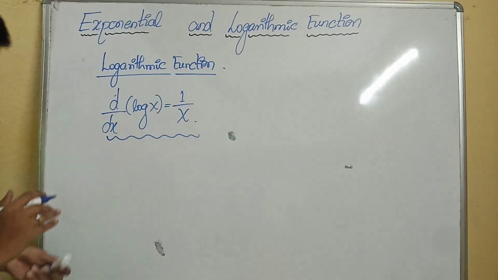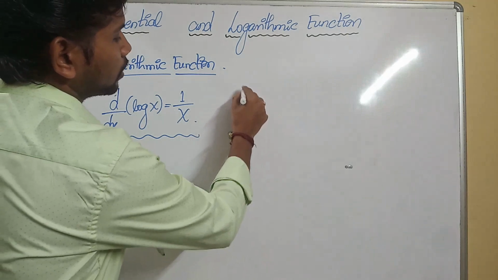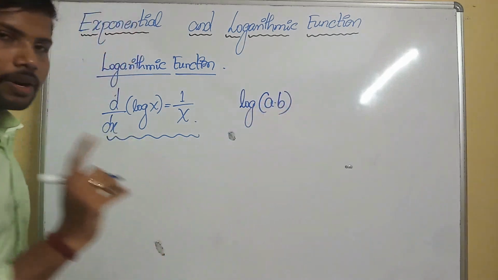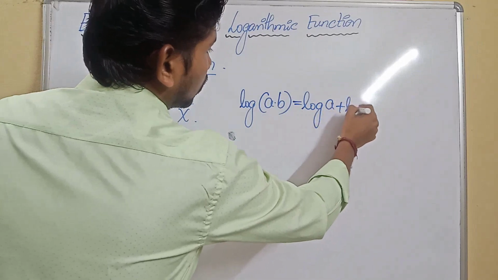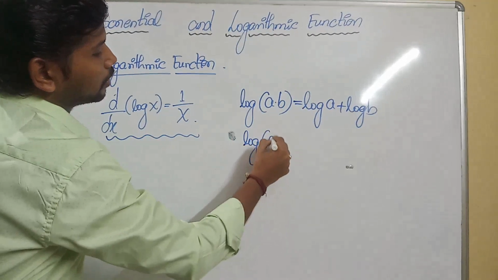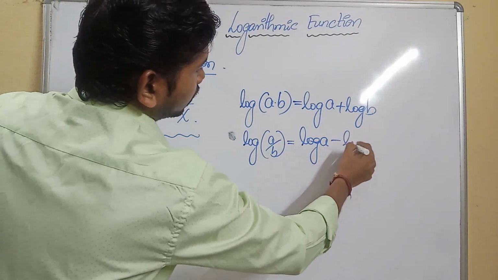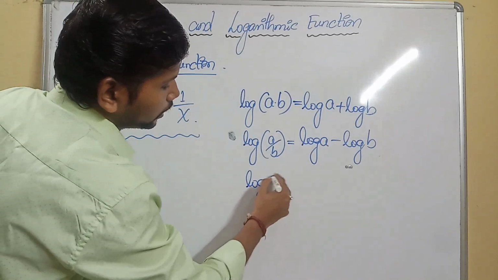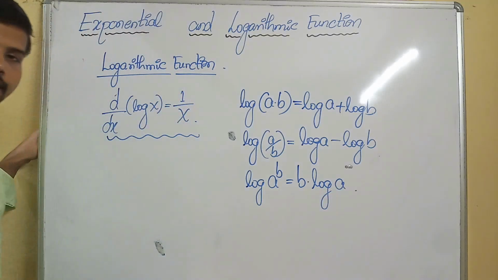In this one, you need to understand some of the basic formulas of logarithms. The formulas will be very simple. Log of a into b can be written as log a plus log b. Now, log of a by b can be written as log a minus log b. We can write like this. Then, log of a to the power b can be written as b log of a. Got it? Is it okay?